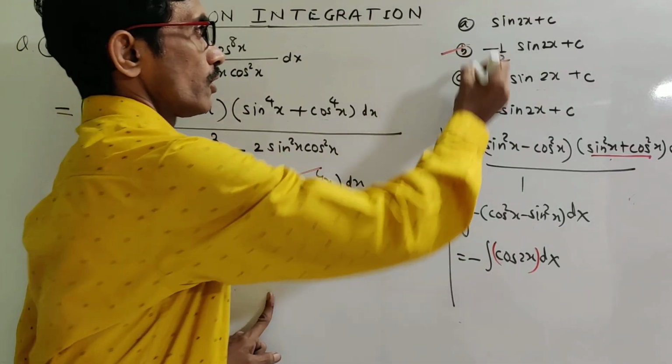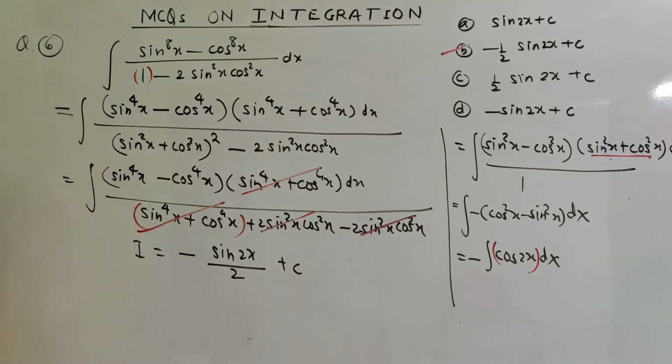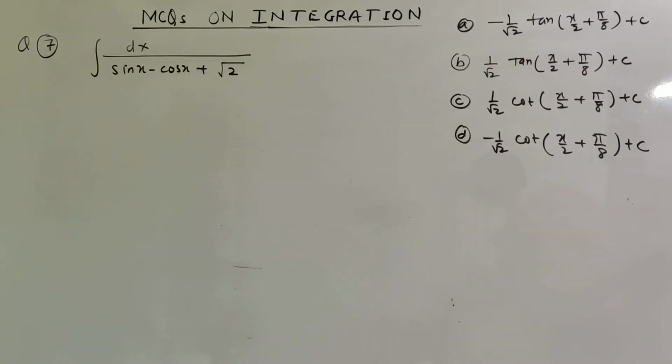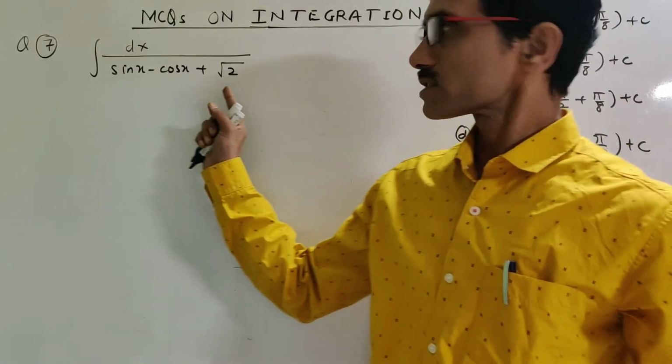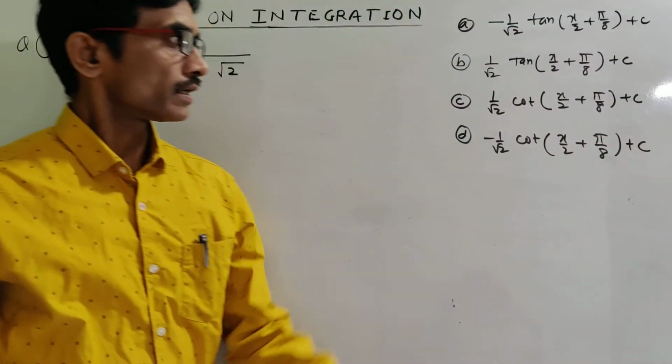So B option is the correct option. So the question was so simple. Next question: integral dx upon sin x minus cos x plus root 2. And here are the options.